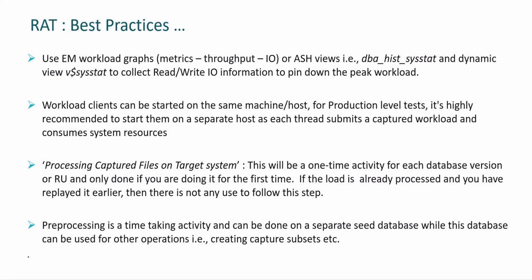Either use EM, Enterprise Manager, IO-related metrics section, which will give you some good-looking historical graphs, or you can also use ASH views, or active session history views, especially dba_hist_sysstat, and its dynamic view equivalent or counterpart called v$sysstat, to get some IOPS-specific information, which you can later plot in some kind of a graph to get the time where you have the maximum number of reads and writes happening in the day. So that will be the time you would like to capture from your production.